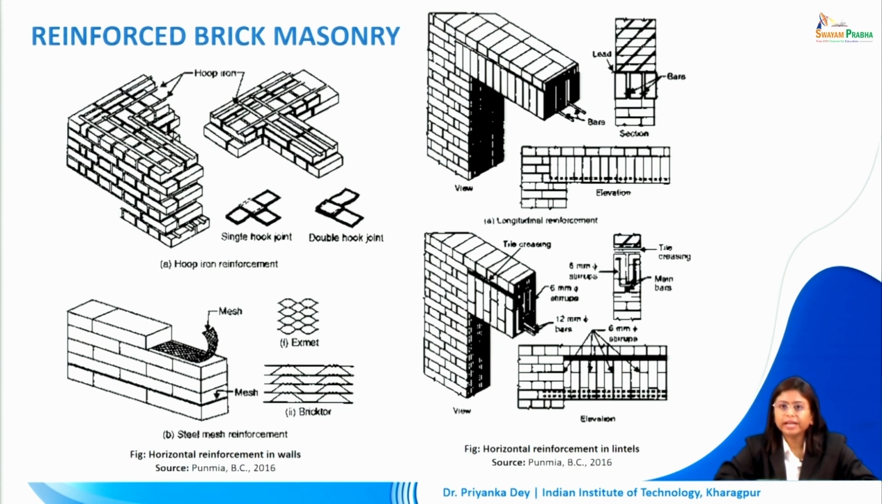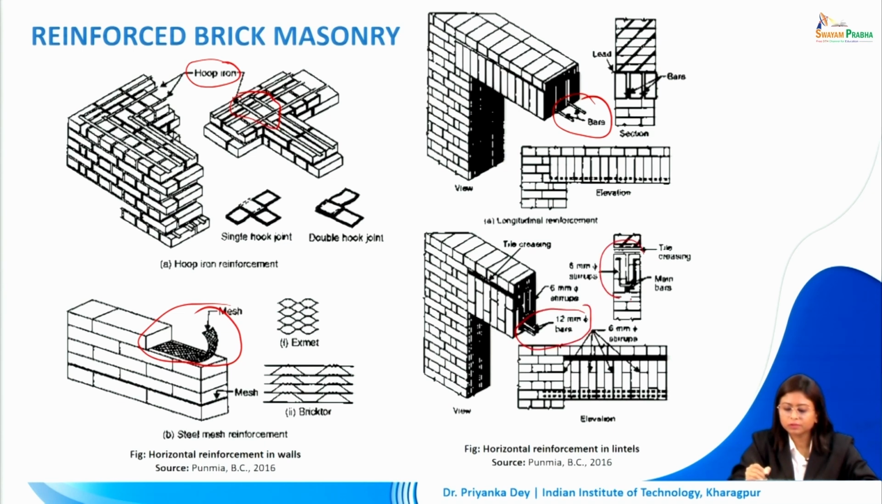So let's take a look at these figures. We can see how iron hoop has been used in the reinforcement. We can also use meshes in our walls in layers. Different bars may be introduced, main bars and other ties to ensure that reinforcement is introduced into the brick masonry. So this is reinforced brick masonry.